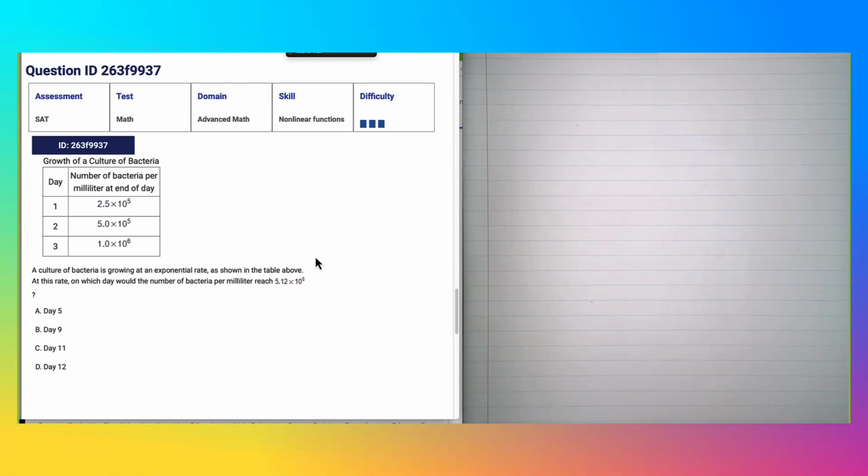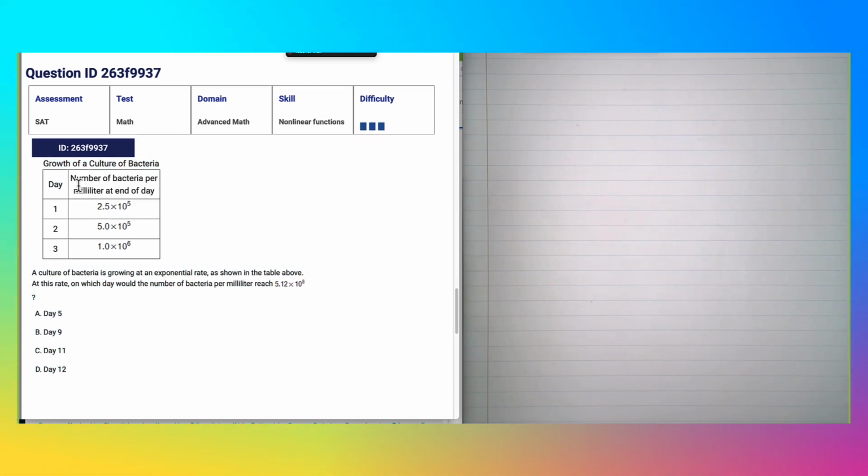Okay, so we have another advanced math hard level. This is about nonlinear functions. And let's take a look. The growth of a culture of bacteria. We're given a number of days as an independent variable, and the number of bacteria per milliliter at the end of the day. A culture of bacteria is growing at an exponential rate.